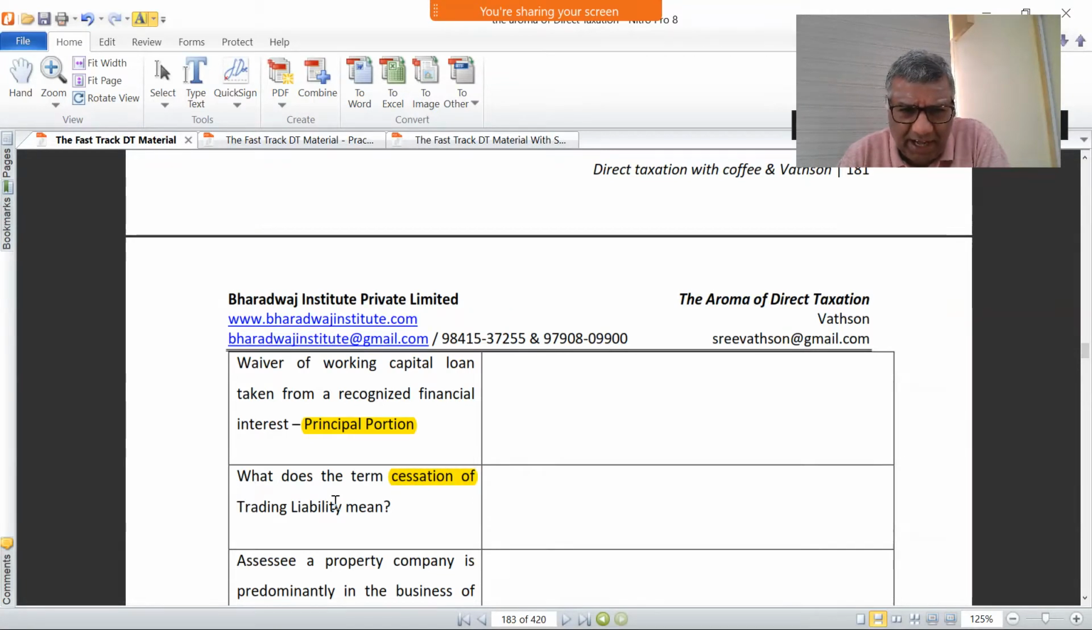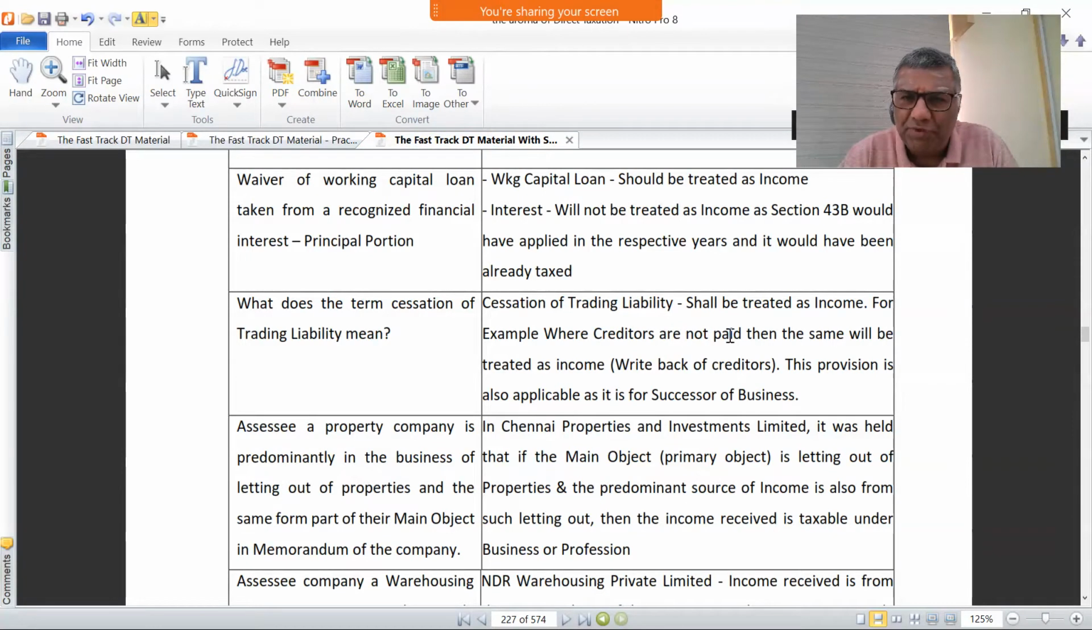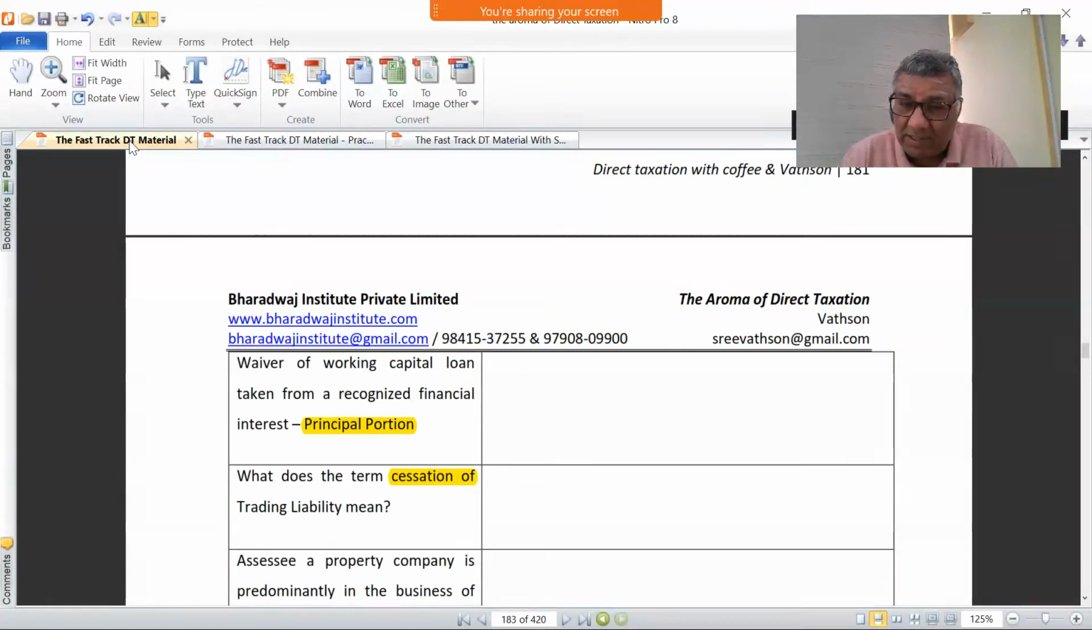Cessation of trading liability: any current liability that no more exists is known as cessation of trading liability. It will be treated as income. Where creditors are not paid, the same will be treated as income. This provision is also applicable for the successor of business or even if the business is discontinued.